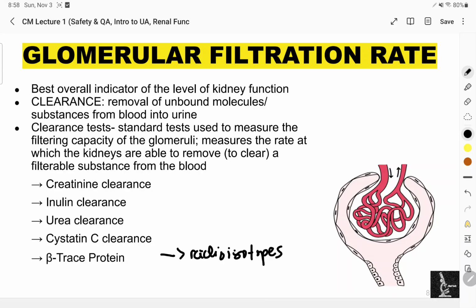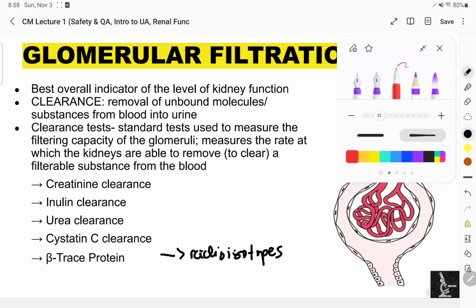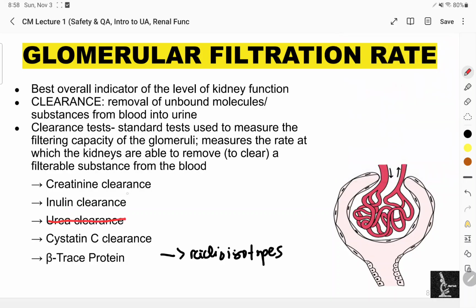Possibly radioisotopes are the primary substances used now for clearance tests. Urea is no longer used. And then also inulin, which we will discuss later. Each procedure, each substance, has its own advantages and disadvantages.